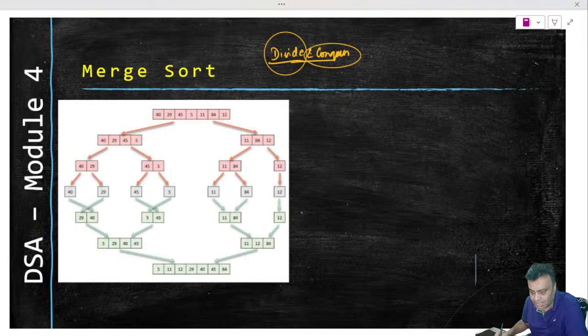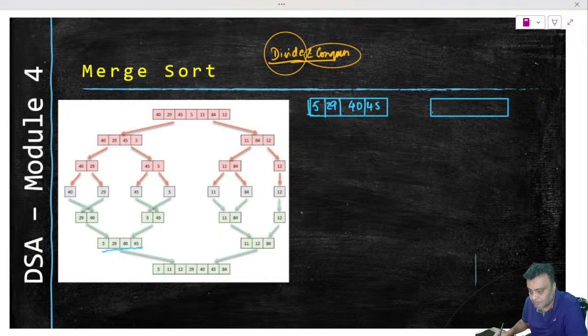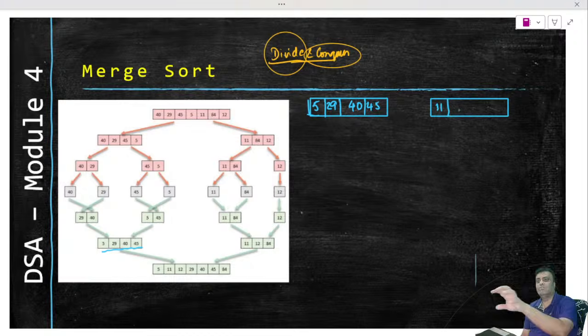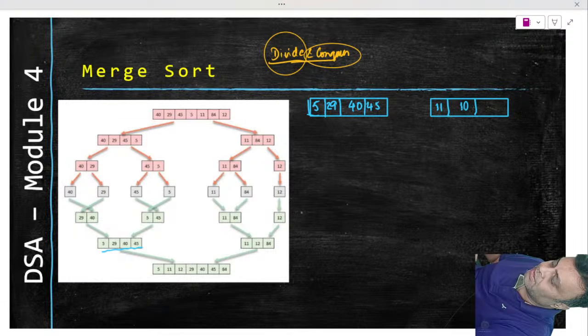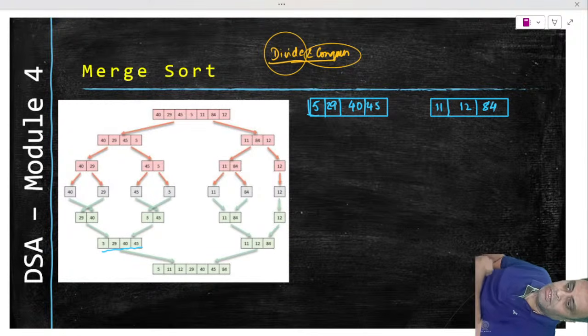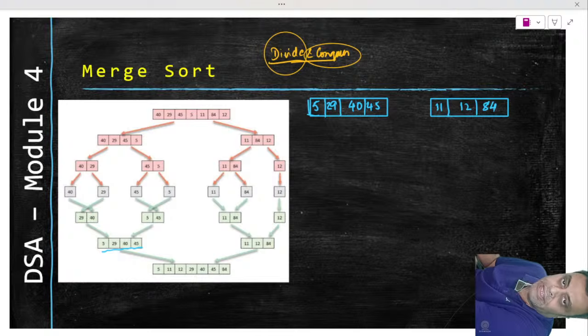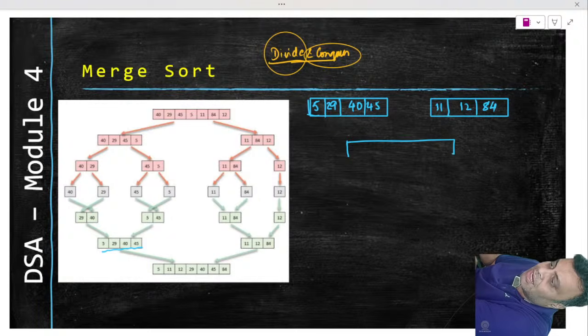Same example let us take. Let us say we have this particular array where we have 5, 29, 40 and 45. So I am taking this portion of the array. And let us say that the other side is giving me this array, which is 11, 12 and 84. So how do we sort these two arrays and put them into a larger array?